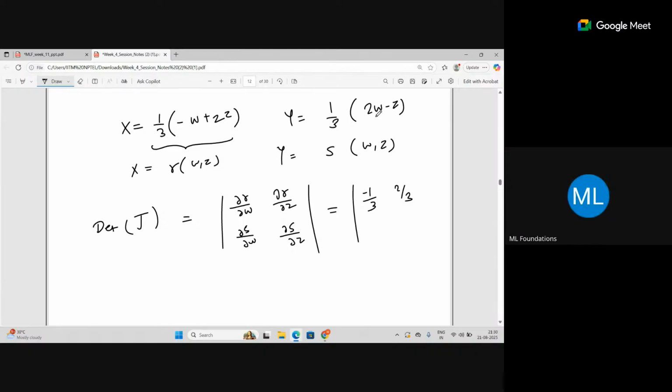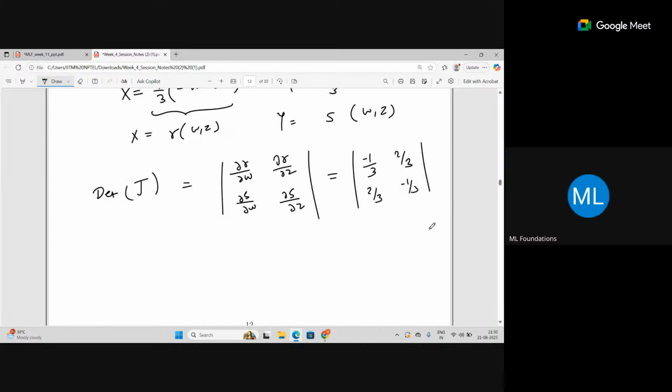Yes, sir. What about this del s by del w? It is 2 by 3 and minus 1 by 3. So what will be the determinant of this? It will be 1 by 9 minus 4 by 9, which is minus 1 by 3. So this is the determinant of the Jacobian, but we need to take the modulus. The modulus of minus 1 by 3 is equal to 1 by 3.